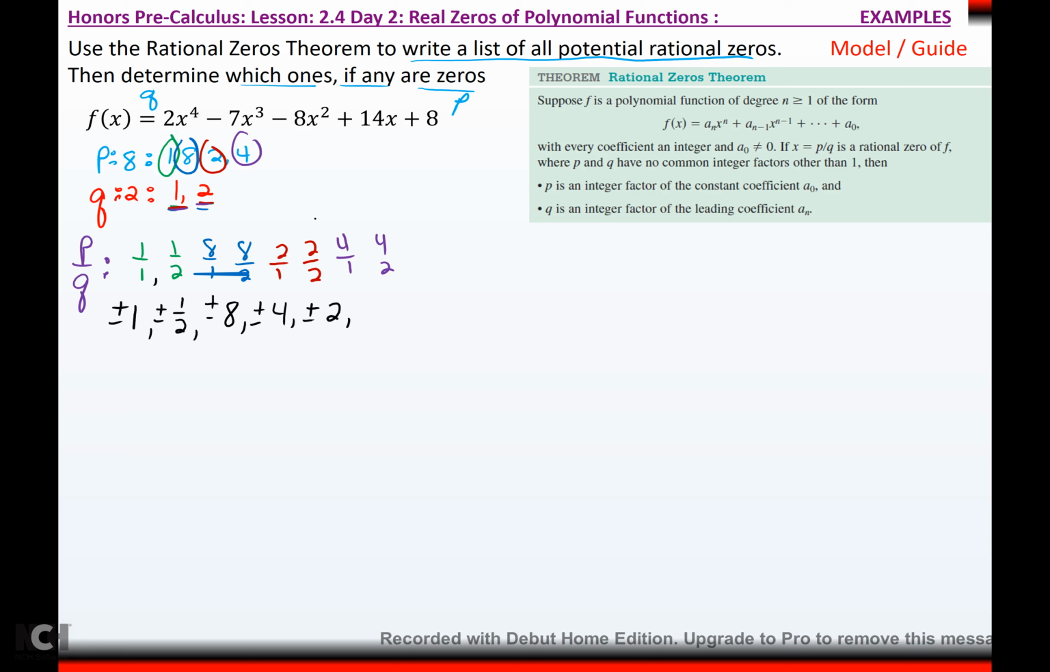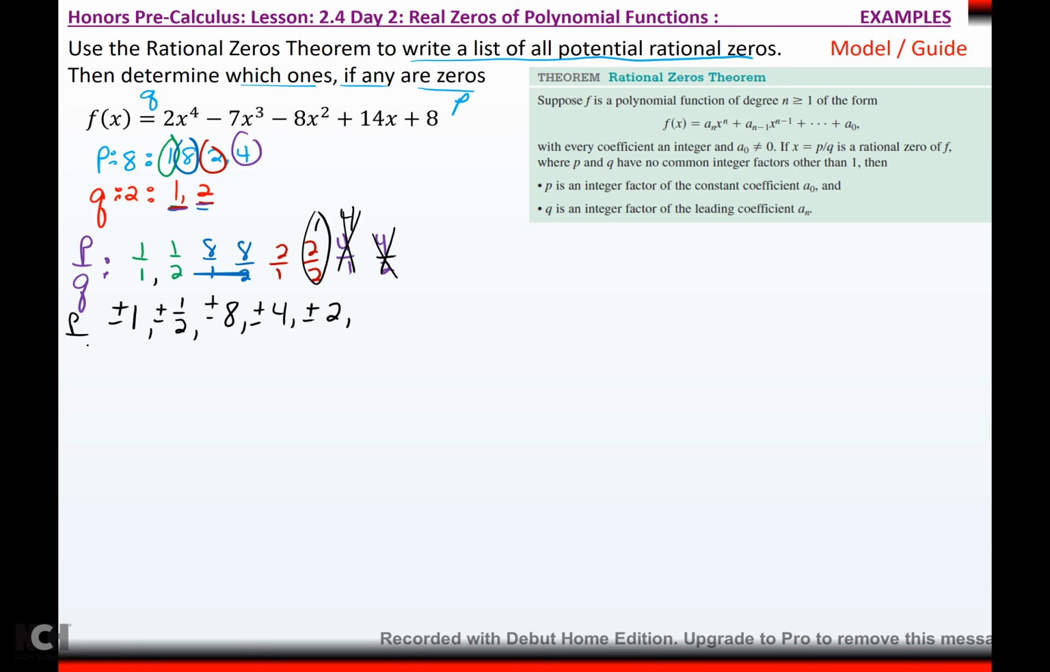2 divided by 2 is 1, which we already have, so I don't need it again. 4 divided by 1 is 4, which we already have, so I don't need it again. And 4 divided by 2 is 2, which I already have, I don't need it again. Okay, so those are all my possibilities.